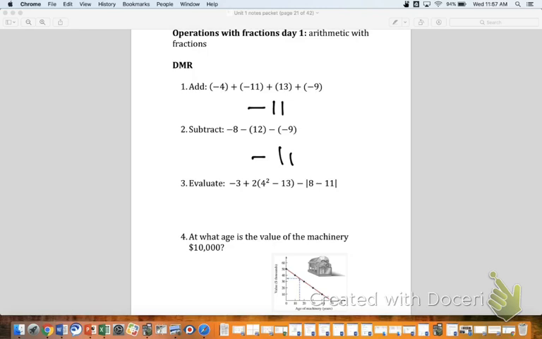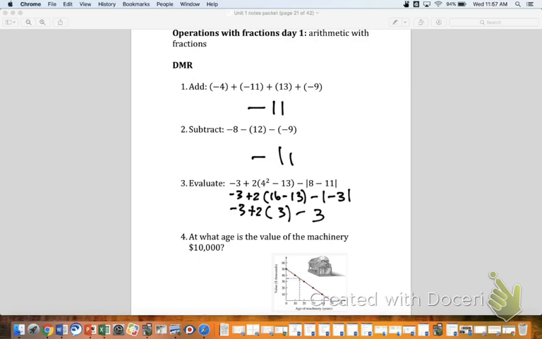So that means we've got to do all the work in the parentheses first. Inside the parentheses, I see 4 squared, which is 16. And then over here, the absolute values are also sort of a grouping symbol. Negative 8 minus 11 is negative 3. Continue to work the work inside the parentheses here. Negative 3 plus 2, 16 minus 13 is 3. And inside the absolute values, the absolute value of negative 3 is 3. So it's just minus 3.